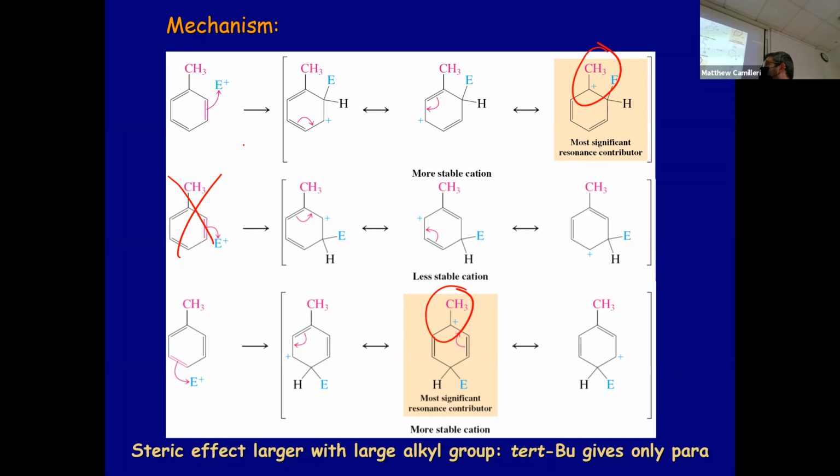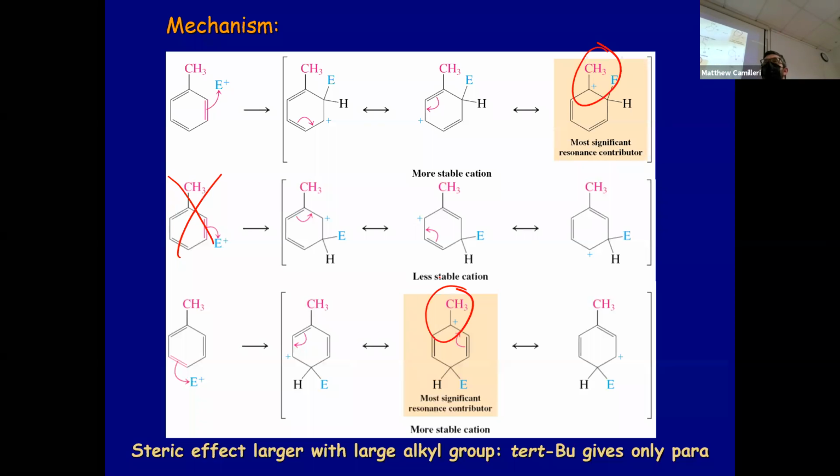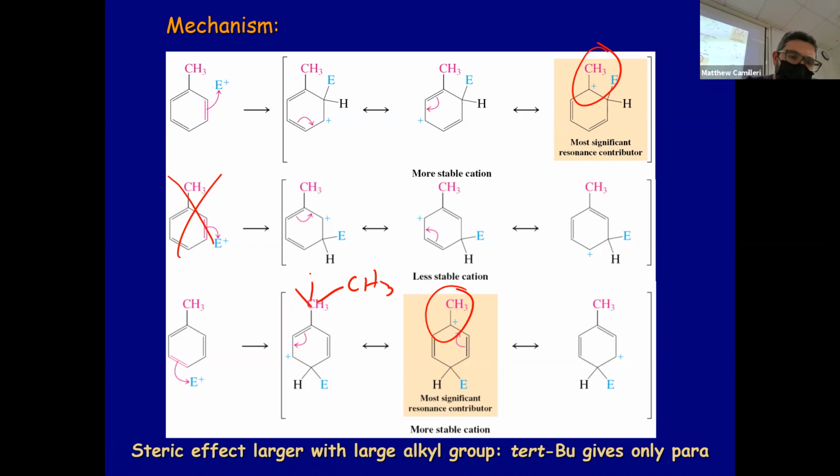Now, depending on your group that's already on the ring, for example, here you have the methyl group, you're gonna change your ratio. So the best ratio we've seen until now is the 40:60. If you have something like a tertiary butyl group, which would be that one, that would only give the para position.